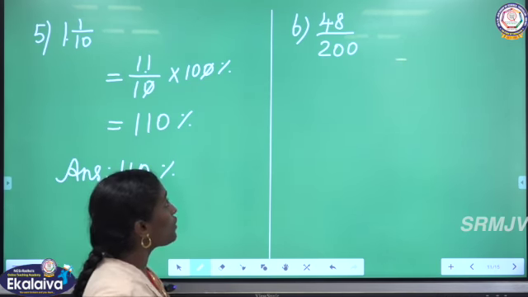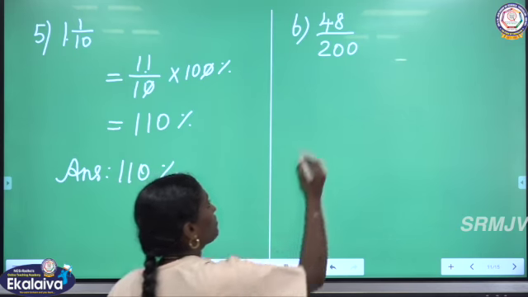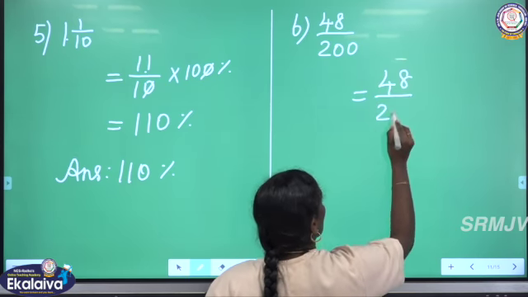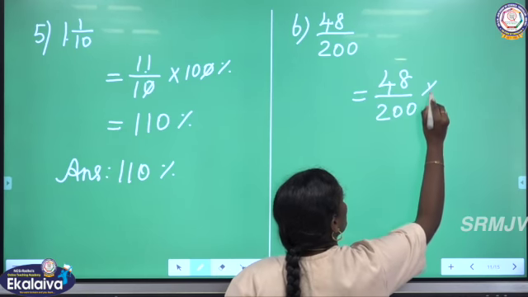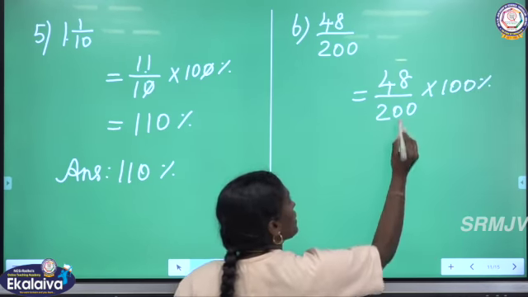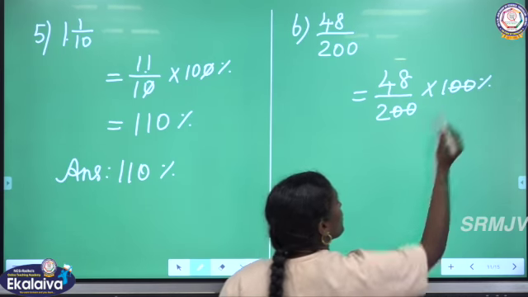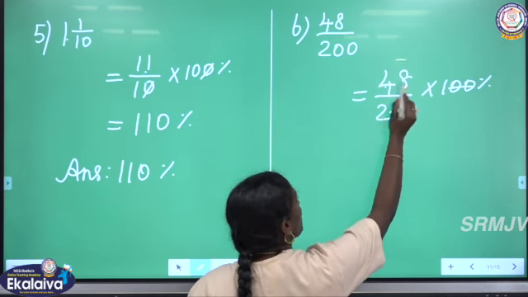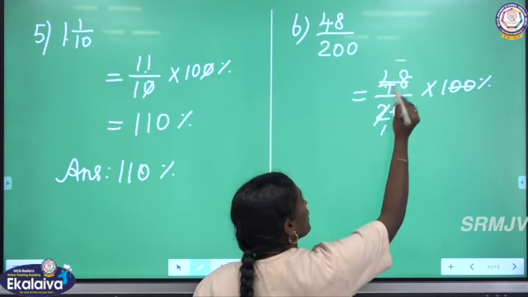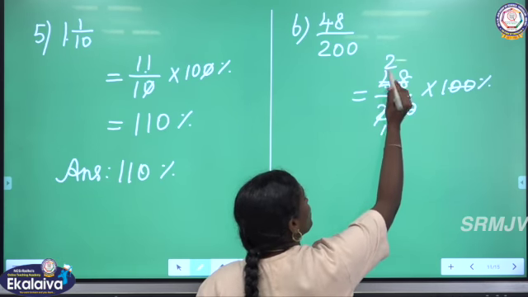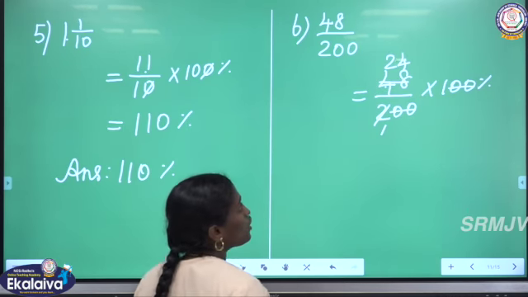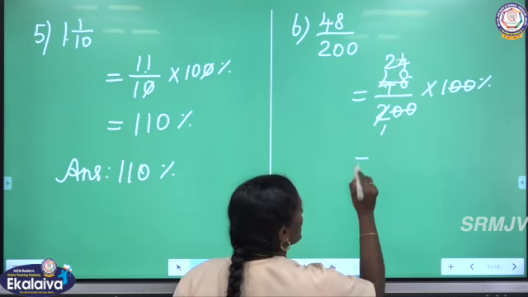See here, the next one, 48 by 200. To convert it into a percentage, we have to multiply it by 100 percentage. Here we can cut the two zeros. Then we can reduce the numbers 48 and 2 in 2 table. In 2 table 1 time. Here in 4, 2 times 2 2s are 4. In 8, 4 times 4 2s are 8. So that is 24 percentage.